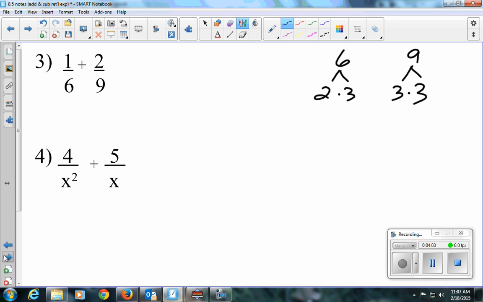That's 3 times 3. Okay, so now I look at the factored form of the two, and I say, okay, what factor do they share? They share a 3, so I'm going to put a box around those two. Now, to find the least common multiple, this should look familiar. LCM, least common multiple.